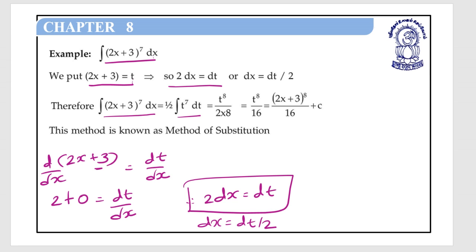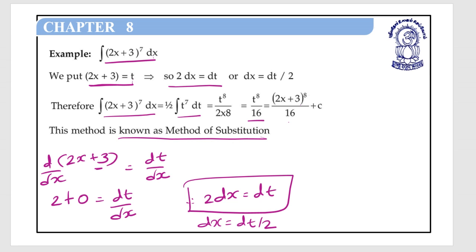Here you will get 1 by 2 constant common, t raised to 8 by 8, using the formula t raised to n plus 1 upon n plus 1, that is, t raised to 7 plus 1 upon 7 plus 1. So t raised to 8 upon 16. Now you can put the value of t, which is 2x + 3. So (2x + 3) raised to 8 upon 16 plus c. This method is known as the method of substitution.